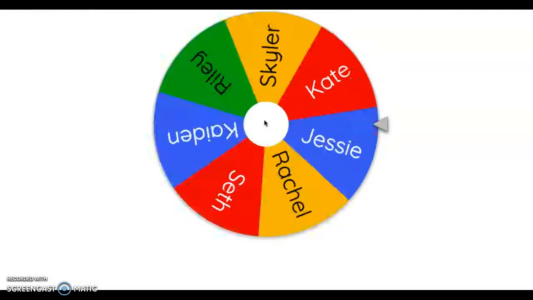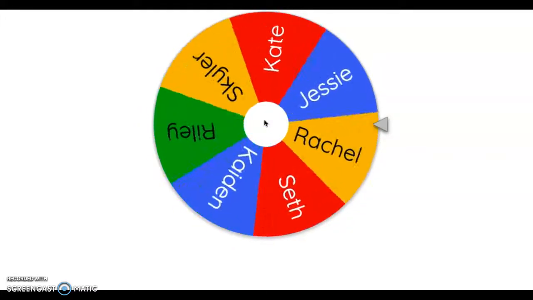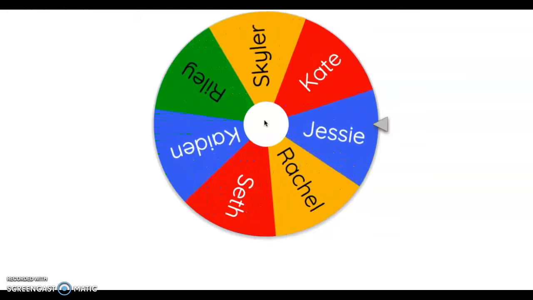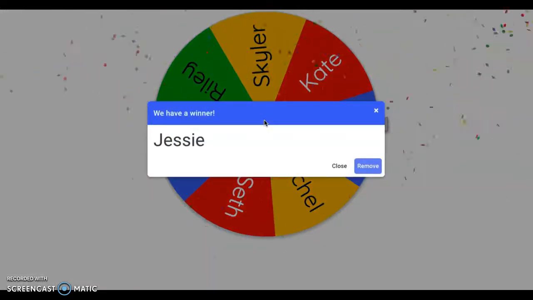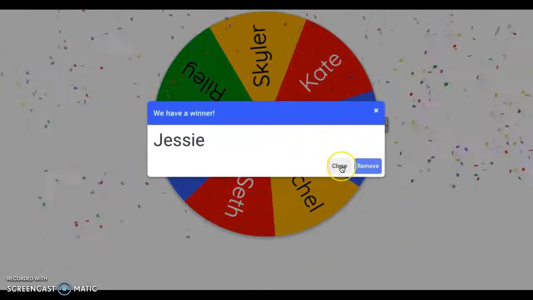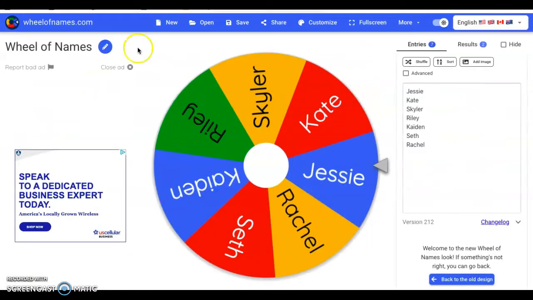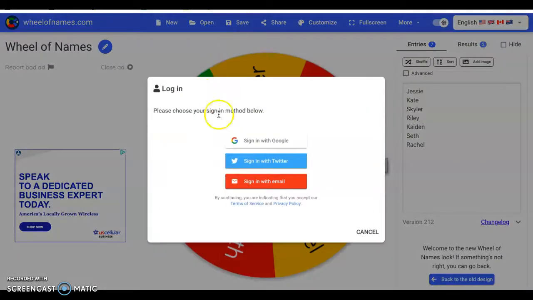So let's do it one more time. All right, so my name was chosen on this one. So it does a little dance. And then if you press close here, the name stays on the wheel. So press escape. You can save this wheel.